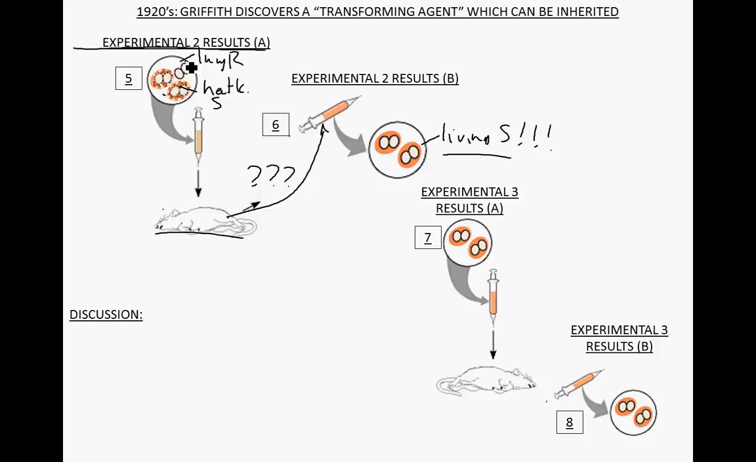Right? So the conclusions are what? Well, that the heat-killed S came back to life. Heat-killed S came back to life. Probably not really a good conclusion to come to, right? He's never seen dead things come back to life before. But what he did put in there was living R.